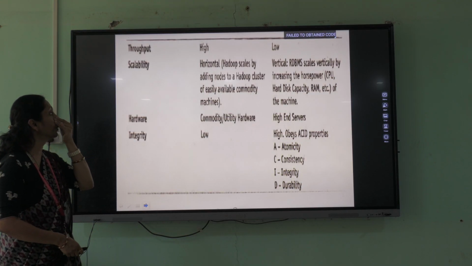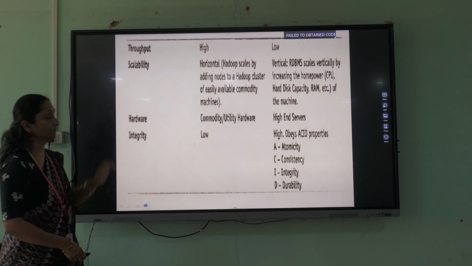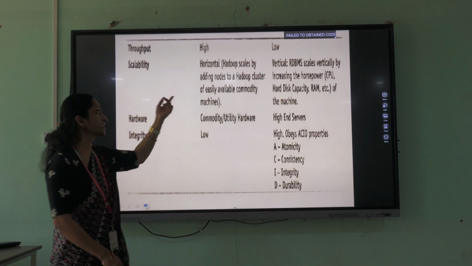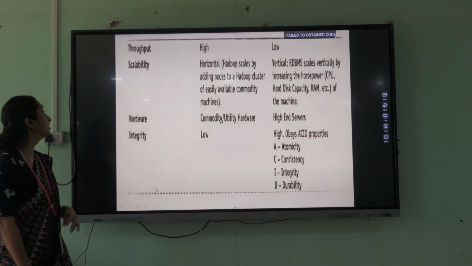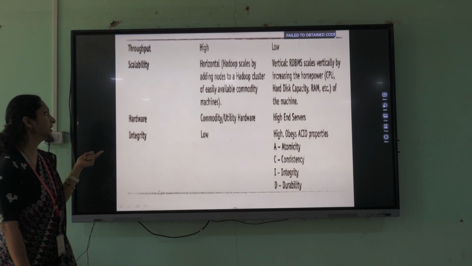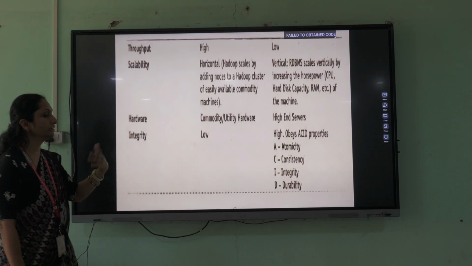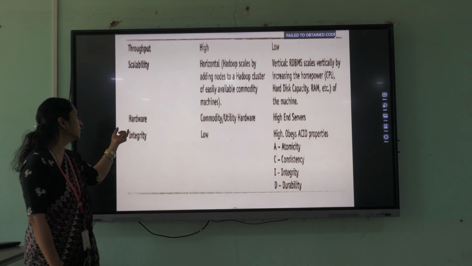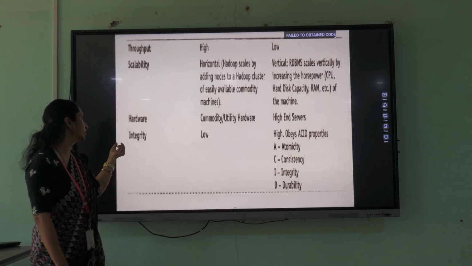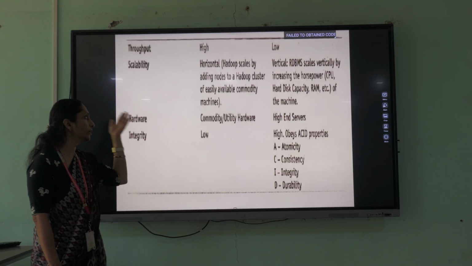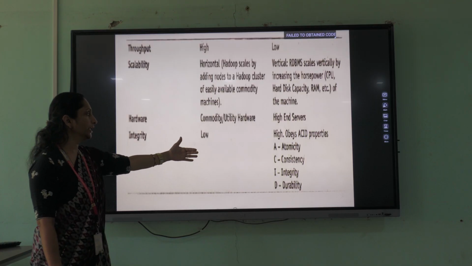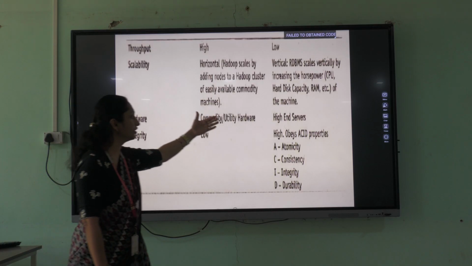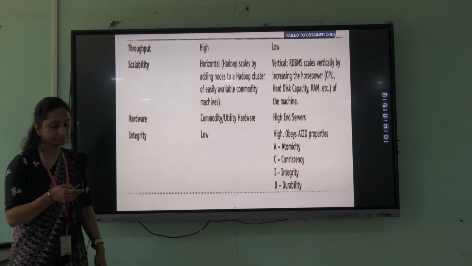Here coming to the throughput. Throughput is high in the Hadoop infrastructure, whereas in the case of RDBMS, throughput is very low. Scalability is horizontal. I told you, increasing the capacity of the system. Commodity hardware we use. Integrity is low in the case of Hadoop, whereas in the case of RDBMS, integrity is more by following the ACID properties.